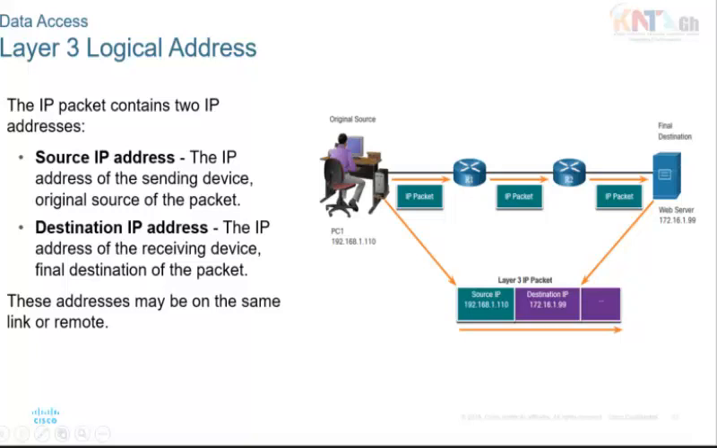So the destination address is 172.16.1.99, which is the server. And then the source address is 192.168.1.110, which is the what? The sender. If you want to relate this to the normal post, the address of the recipient is on the envelope, and the address of the sender is normally at the top left corner or at the back of the envelope to show who is sending the letter and who should receive the letter.